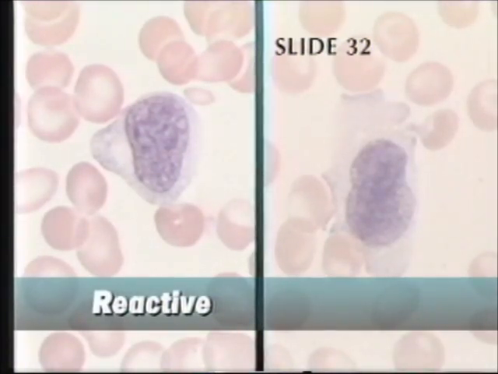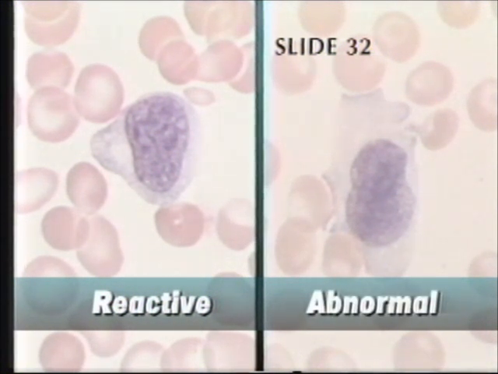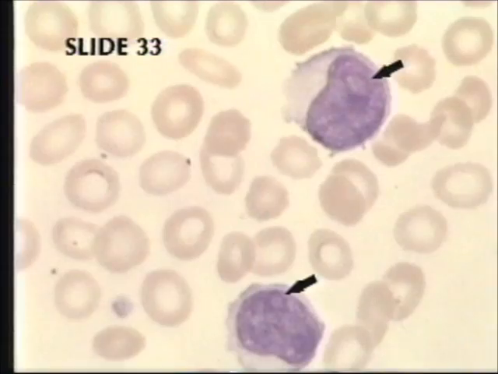This is a reactive lymphocyte to use as a reference point. This is an abnormal lymphocyte. When first viewing this cell, the thought of it being reactive comes to mind because of the way the contact points seem to hug the red blood cells. But when looking at the fine structure of the chromatin, you then know it is not a stimulated lymphocyte, but an abnormal one. These cells are again abnormal. The chromatin is very fine and immature, and there are nucleoli present.